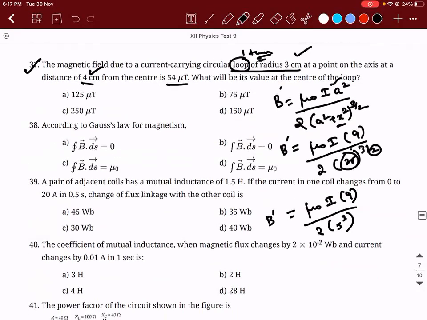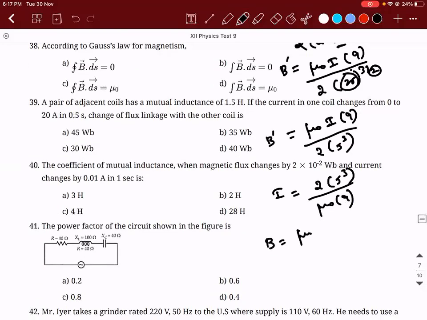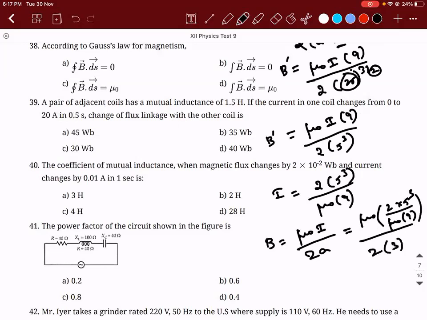So what can we find from here? We can find the value of current. So I will be equal to 2 into 5 power 3 divided by mu naught into 9. So what is the value of magnetic field at the center? Mu naught I divided by 2a. So mu naught into I is 2 into 5 power 3 divided by mu naught into 9, the whole divided by 2 into a, where a is 3.